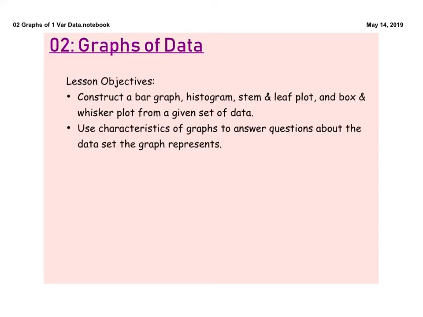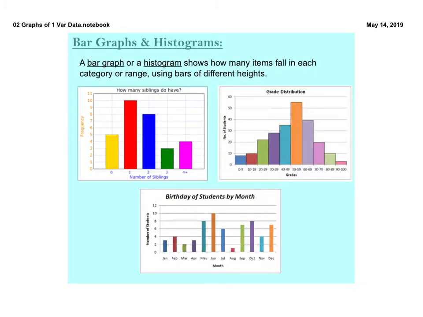This is Mr. Johnson, and we are in the second lesson for our unit on statistics. In this lesson, we're going to talk about graphing this one variable data that we just studied in the first lesson. So we're going to look at, as you can see, bar graphs, histograms, stem and leaf, and then box and whisker plots.